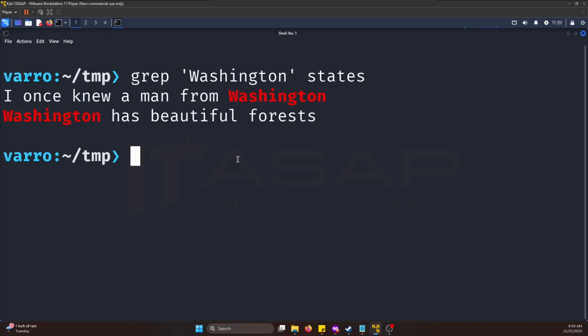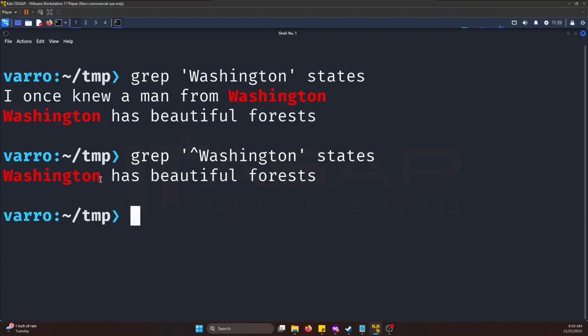The caret symbol is a regex line anchor, meaning match this pattern only when it appears at the very beginning of a line, like this. Grep caret symbol Washington in the states file. It only brought us the match that occurs at the beginning of a line.